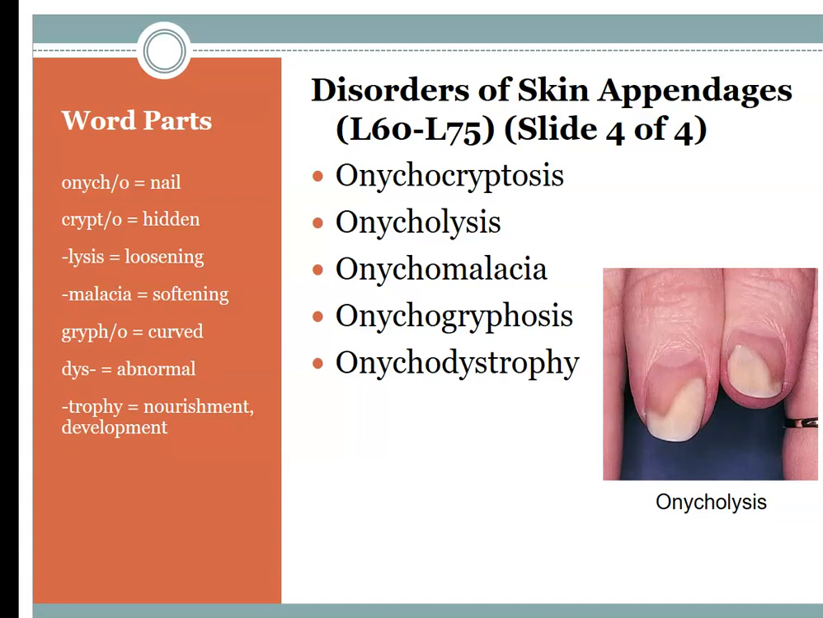Your word parts: onycho is nail, crypto is hidden, lysis equals loosening, malacia is softening, gryph is curved, dys is abnormal, and trophy equals nourishment and development.